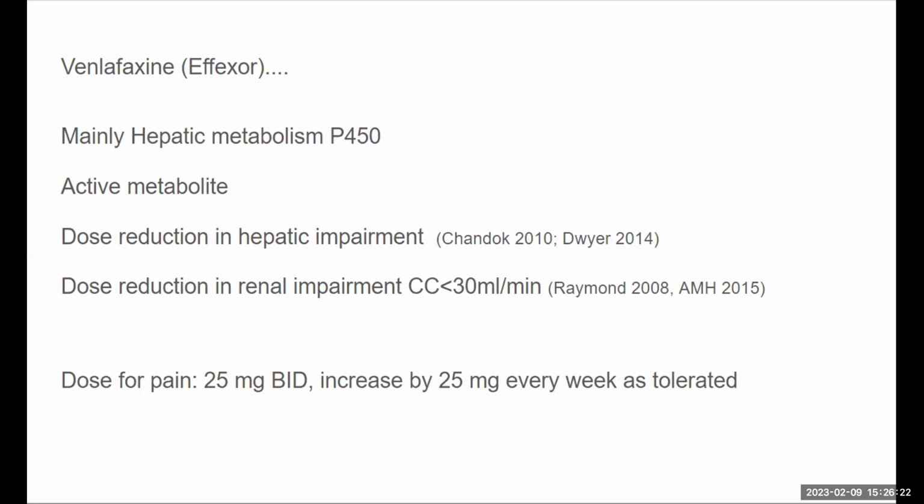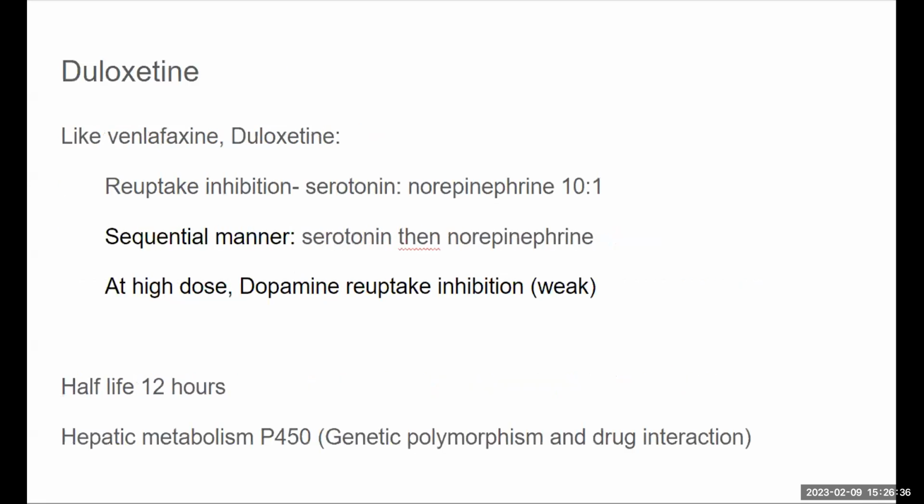It has hepatic metabolism and an active metabolite. So when it comes to dose reduction, you would be reducing the dose in both hepatic and renal impairment for this group.